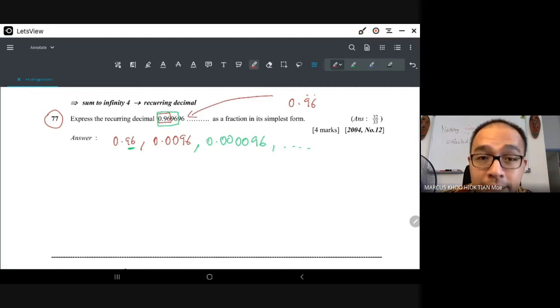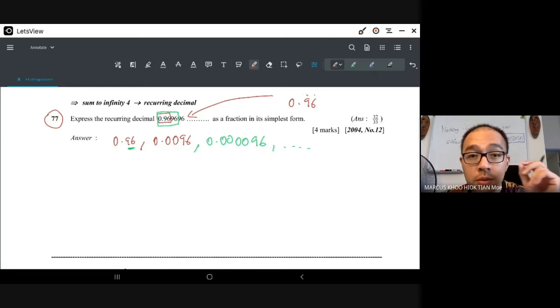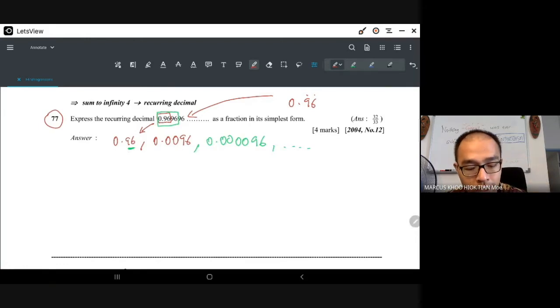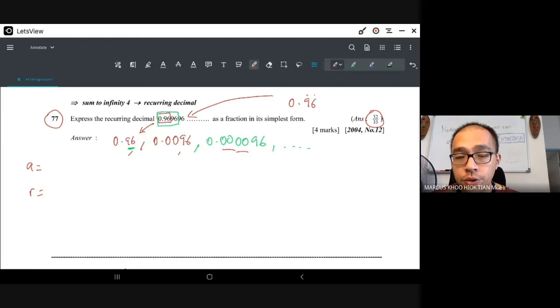It means 0.96969696 until the end. So the thing you need to know is how to transfer this into a progression. So 0.96, and then 0.0096, and then the one that is already taken, you put the zeros in front, and then the third one. Same thing, identify the A, identify the R, and then give me the S infinity. Is it really 32 over 33? Give it a try. Did you manage to get 32 over 33?